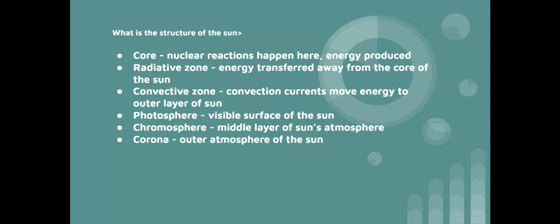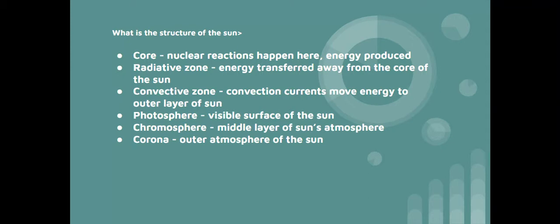Well, it's got a core. In the core, nuclear reactions happen. That is where the energy is produced. We'll talk about that later. The radiative zone. Energy is transferred away from the core of the sun. Remember how we've talked about energy transfers? The energy is moving from one place to the other through different ways. Convective zone, convection currents, the ones that spin, move energy, the outer layer of the sun.